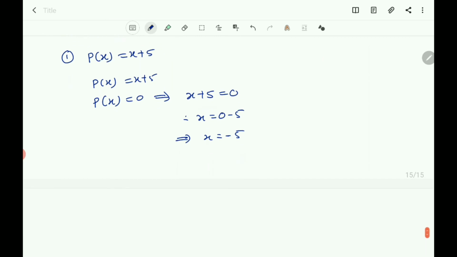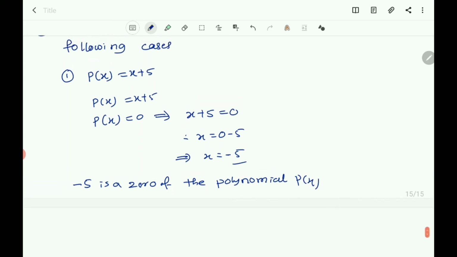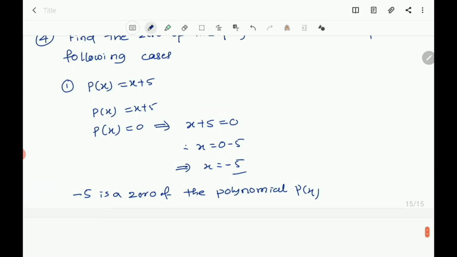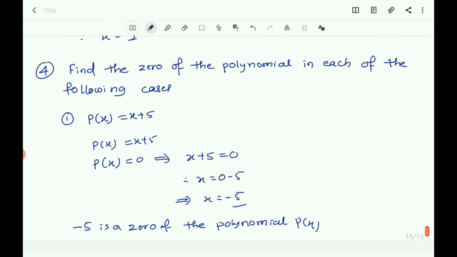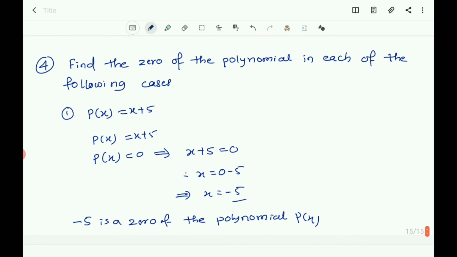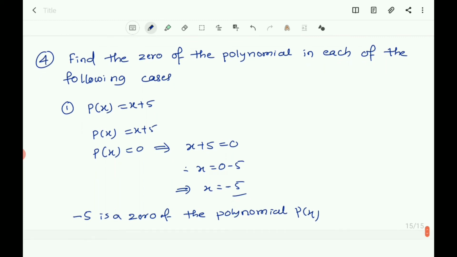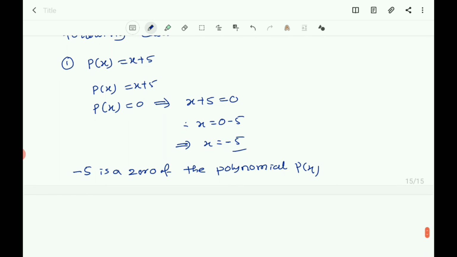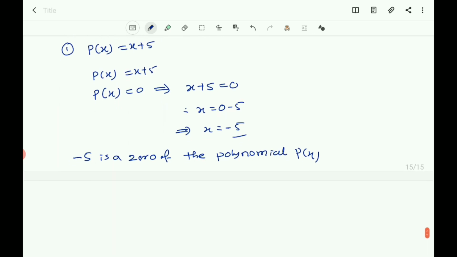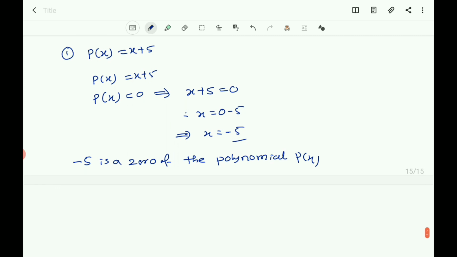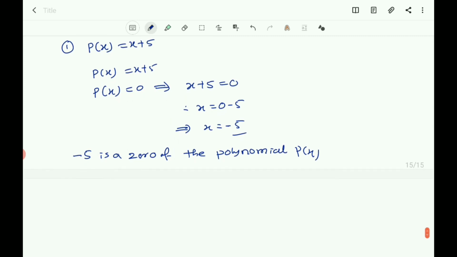So here which is a 0? Minus 5 is a 0 of the polynomial P of x. Here we have to take x plus 5 equals 0 as P of x equals 0. To find the 0 of the polynomial, we have to consider P of x equals 0 for some value of x. So you got the value x equals minus 5. For x equals minus 5, P of x is 0. So minus 5 is a root of the polynomial P of x.